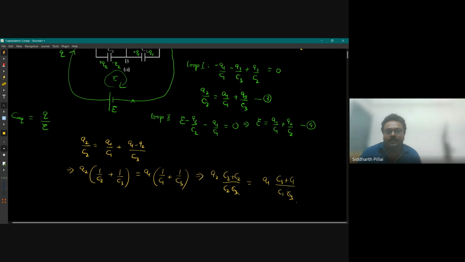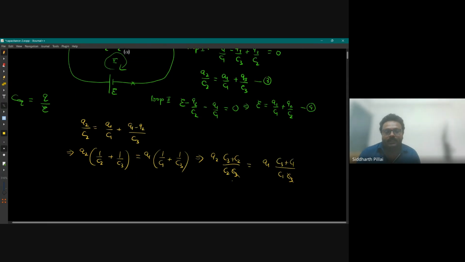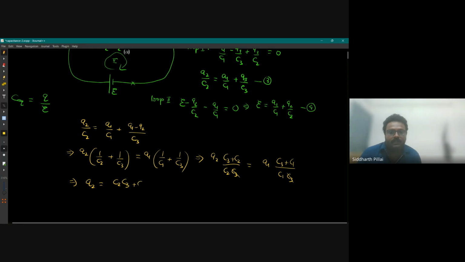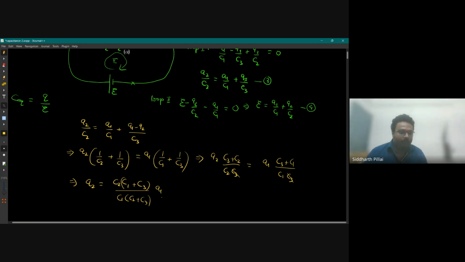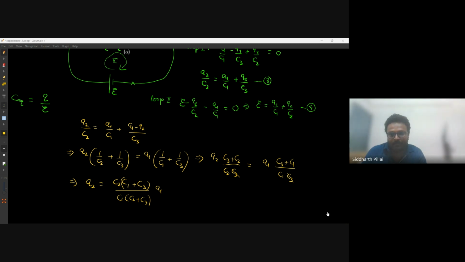We'll cancel C3 here. We'll get Q2 equals to, let's cross multiply and write it. So Q2 is equal to C2 into (C1 plus C3) divided by C1 into (C2 plus C3) times Q1. Okay, we got one relation here between Q1 and Q2. Okay, very good, Ayan.